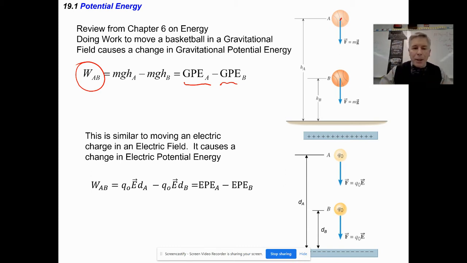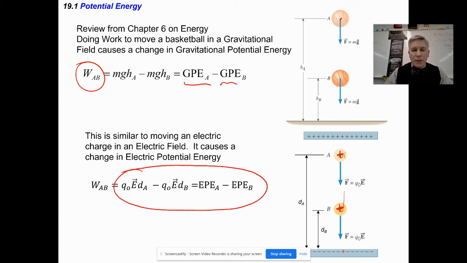Well, the same thing would happen if I had some kind of charge. Let's assume this is a positive charge, because we usually do our test charges as positive, Q0, and I put it at this point right here, and then I let it go. What would it do? It would tend to move toward this negative plate down here, so its electric potential energy is going to decrease, and basically work is going to be done by the electric field to do that. And so we could calculate that change in electric potential energy.